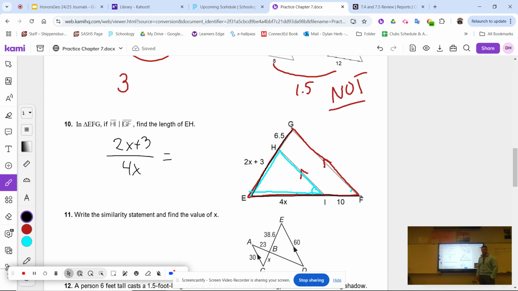So that's going to be a little more work because we have to add these two values together. So EG would be adding these two expressions together. It's still 2x plus 3, but I have to add 6.5 to it as well. So that's now 9.5 over, and then same thing for this other side. So this long side would be 4x plus 10.